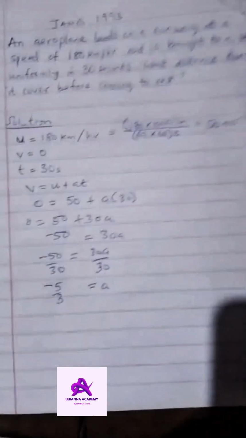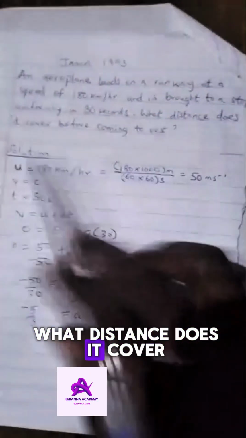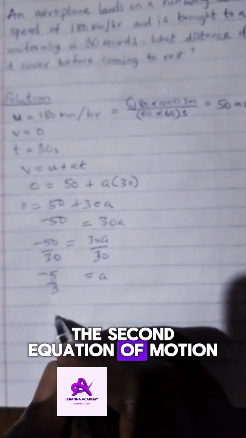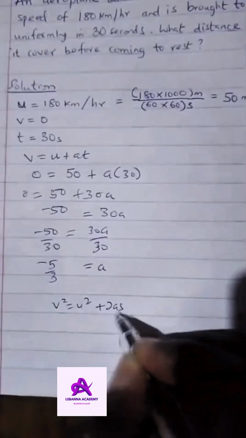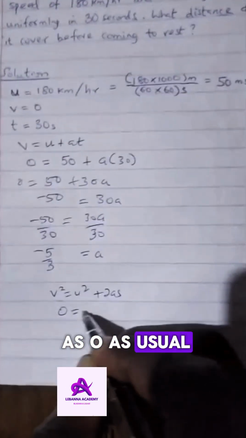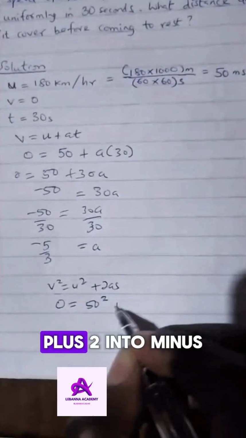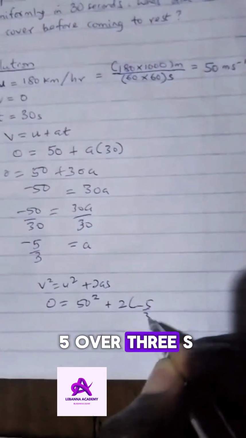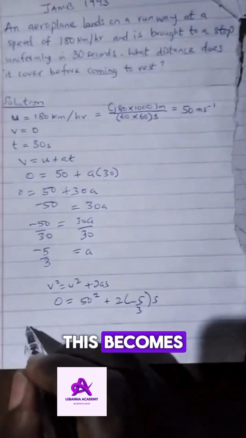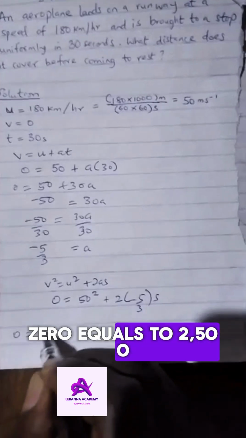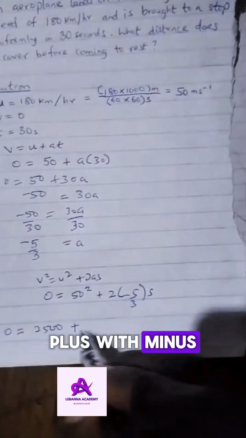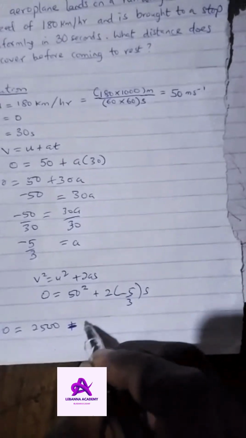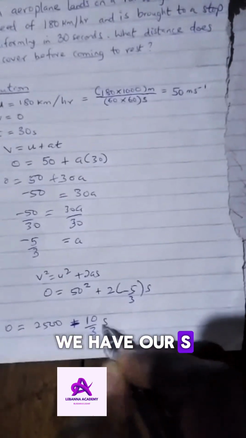All right, but the question says what distance does it cover? What distance does it cover? So we are looking for distance, so we can use the third equation of motion, which says v squared equals u squared plus 2as. We have v squared as 0 as usual, initial as 50 squared, plus 2 into minus 5 over 3 s. Now this becomes 0 equals 2500, that's 50 squared, plus, with the minus, that's going to give us minus 10 over 3. We have our s here.